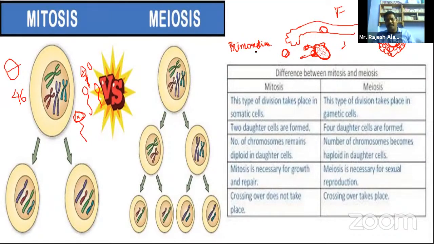Always it will be X, right, sir? Because XX makes female and XY makes male. These are some basic things. Thank you, Benita. XY makes male and always female is XX.